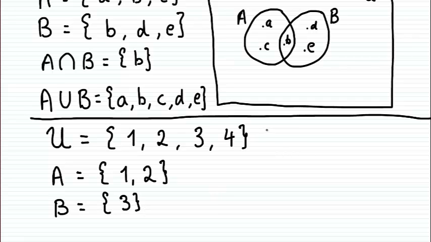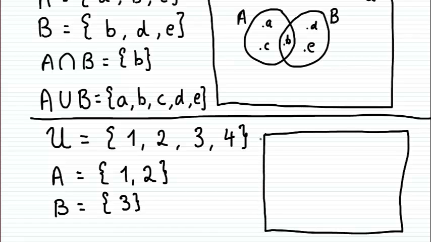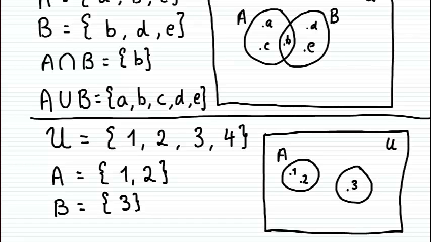Okay, so in a Venn diagram, we can represent this situation also. So again, let me draw a rectangle to represent my universal set. And I have two subsets here, A and B. Now, looking at A and B, we see that there is no intersection between them. So they're disjoint sets. We represent that in the Venn diagram in such a way that there's no overlap between them. A includes the elements 1 and 2, and B contains the element 3.